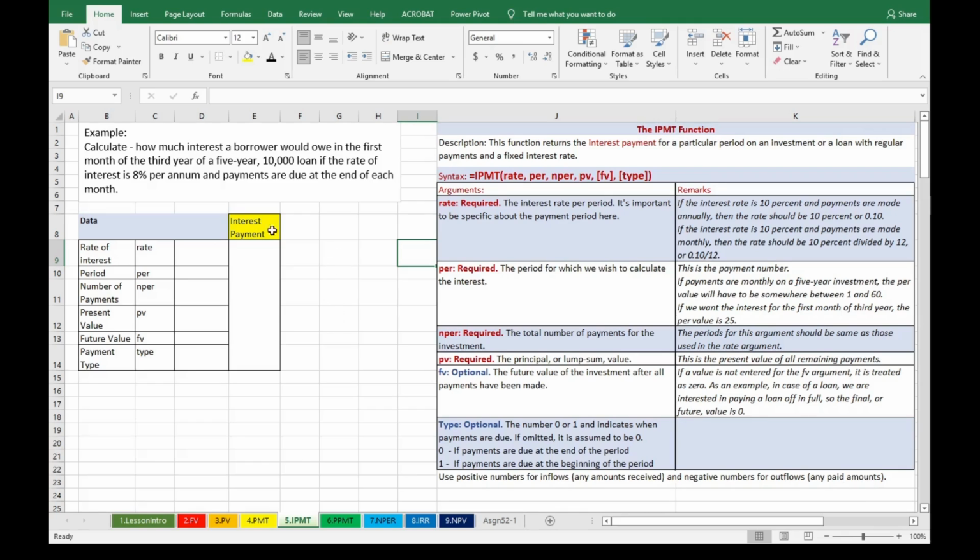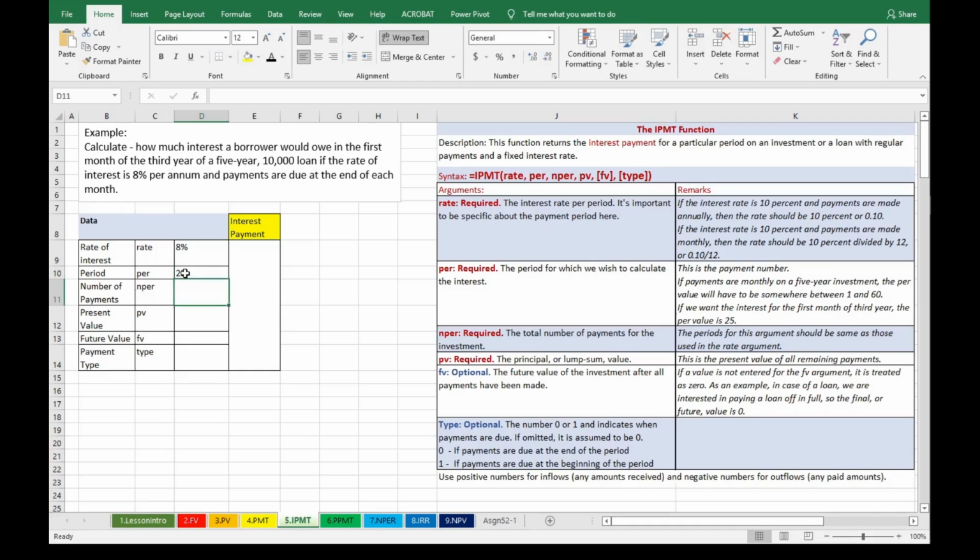So let's take an example here. Now we need to calculate how much interest a borrower would owe in the first month of the 3rd year, for a 5-year 10,000 loan, if the rate of interest is 8% per annum and payments are due at the end of each month. So let's start putting the data here. The rate of interest is 8%. Then we have period. The period here is the first month of the 3rd year, meaning it is 25.